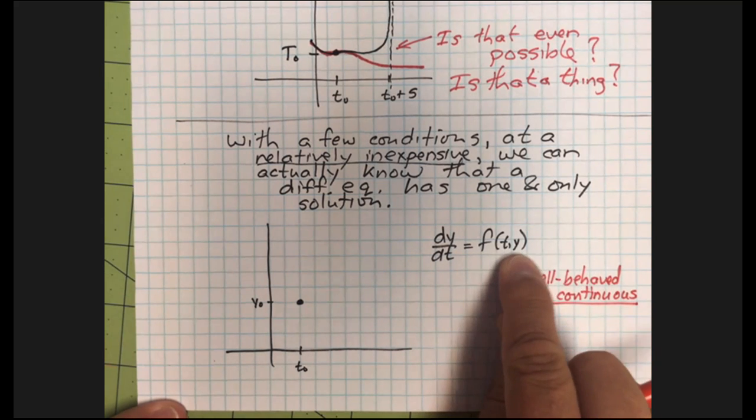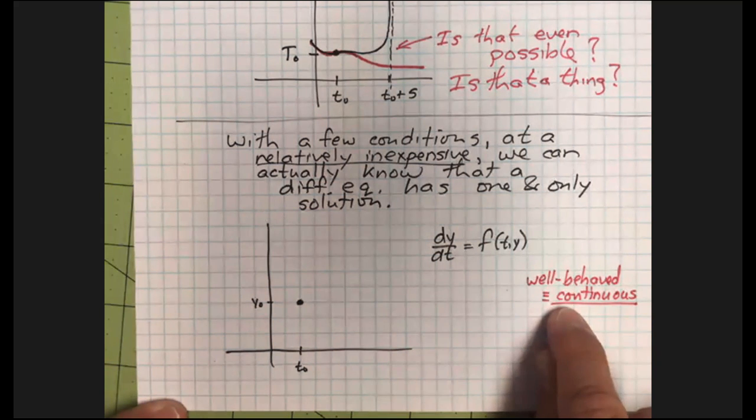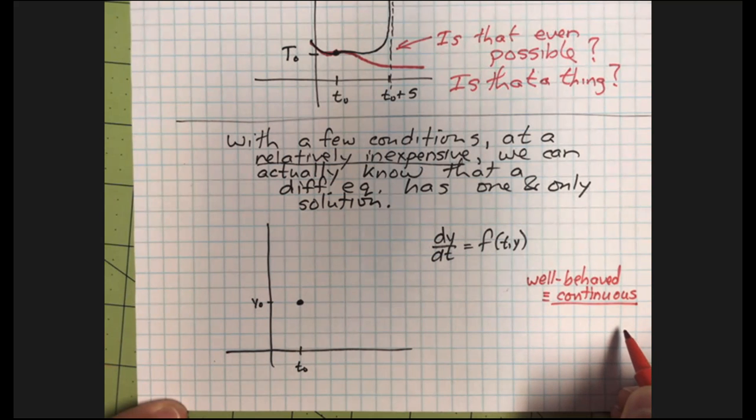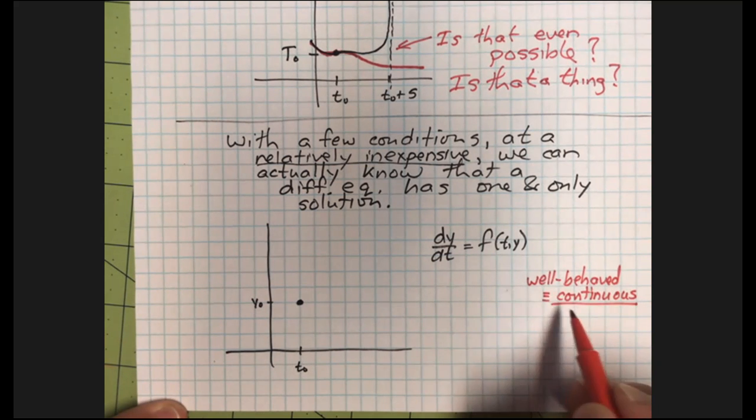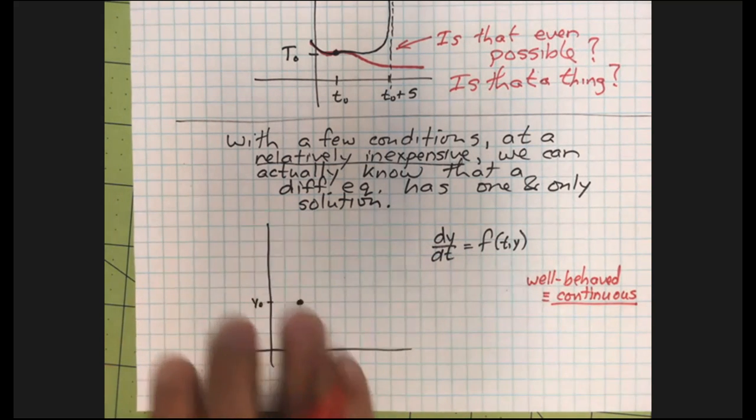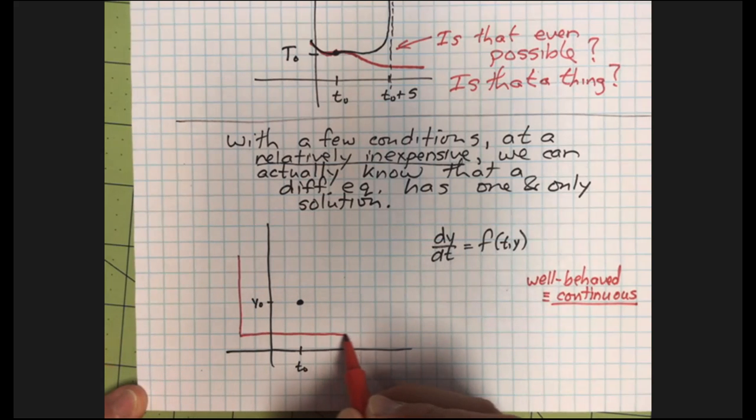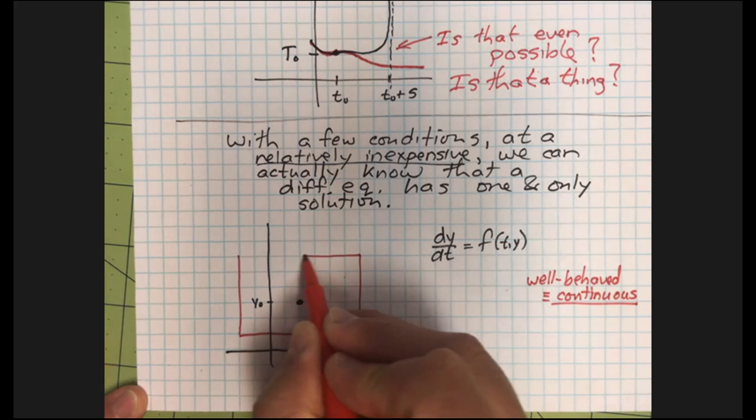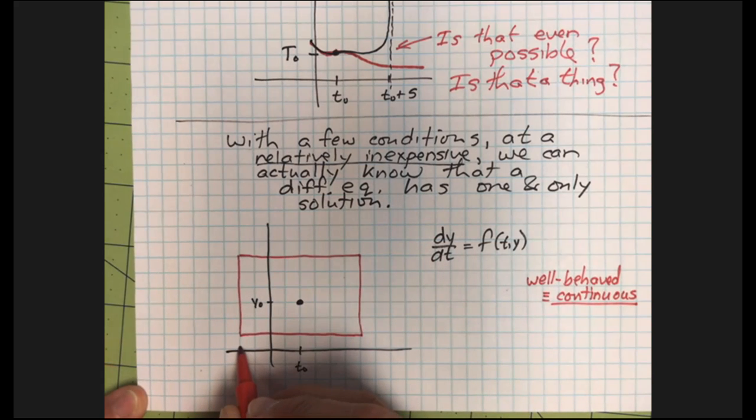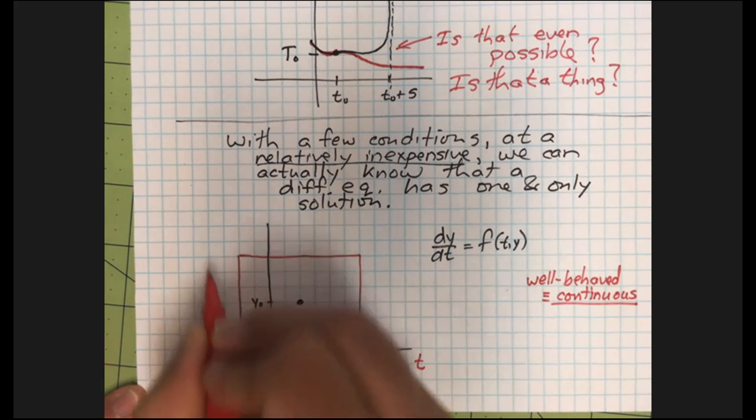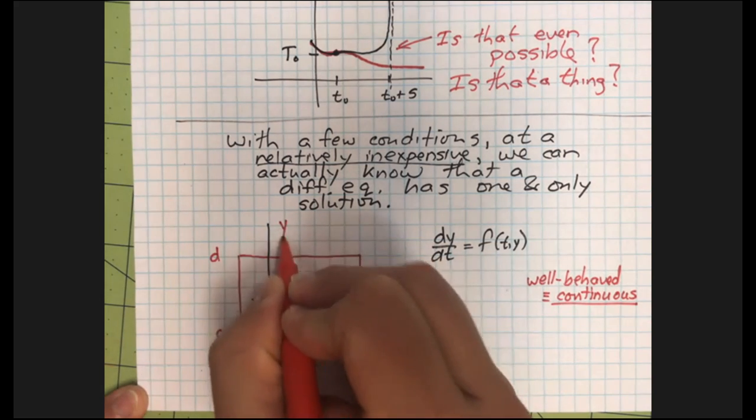Now, this is a function of two variables. A function of two variables is a surface. You learned that in Calc 3. So a continuous surface, not a continuous pencil drawing on the paper. Where does this function have to be good? Does the function have to be good everywhere? No, the theorem just says it has to be good just in that area. What area? Oh, let's say A to B on the t-axis. Let's say C to D on the y-axis.